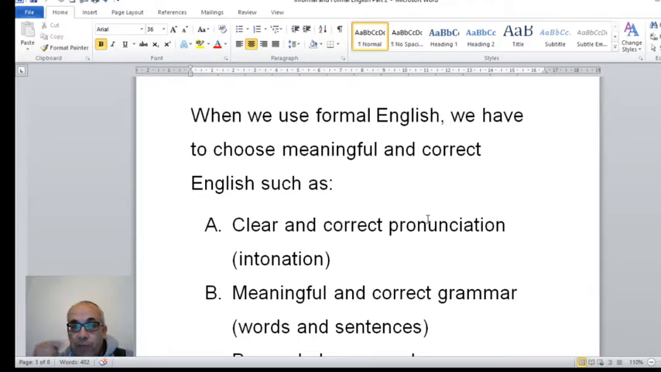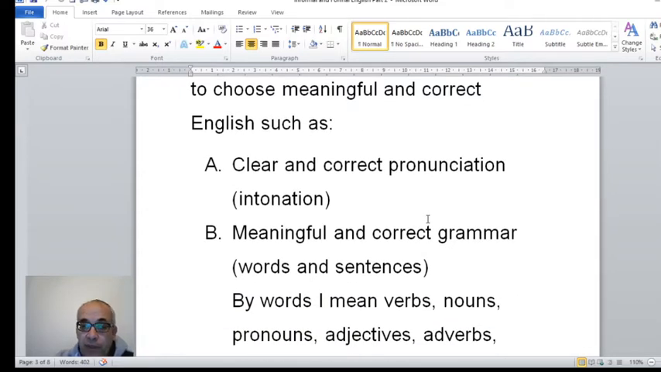So when we speak formal English, our pronunciation must be clear and correct. Our intonation means our voice. Is it going up? Is it going down? Again, our voice must be clear and everything must be correct.